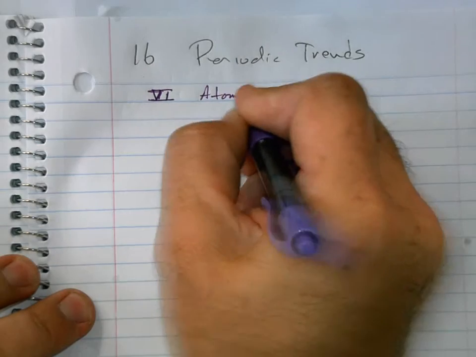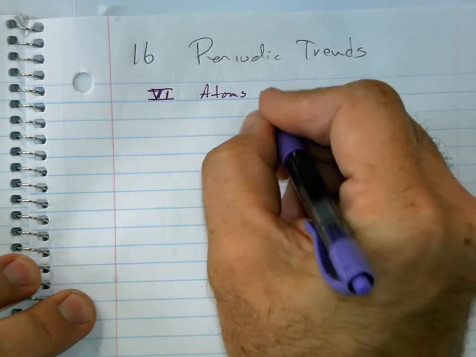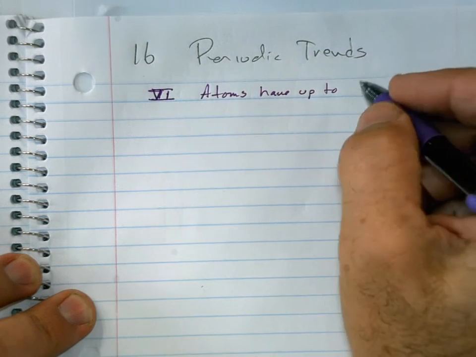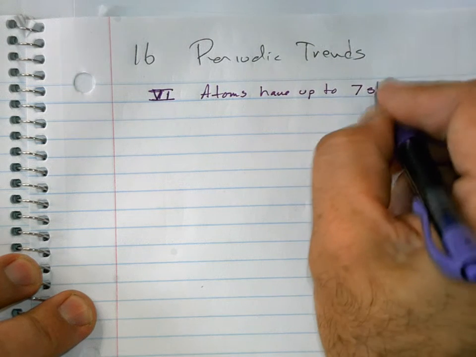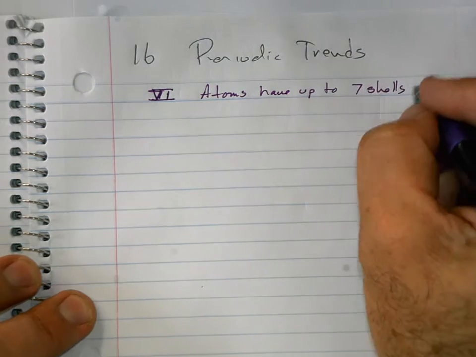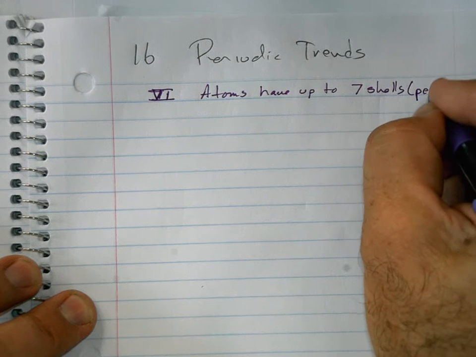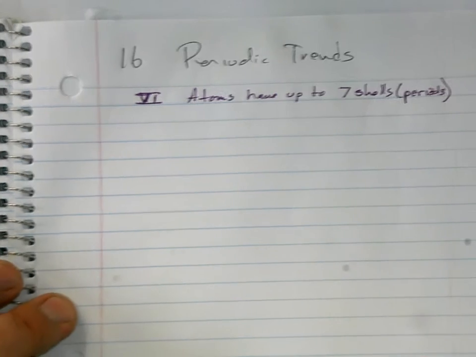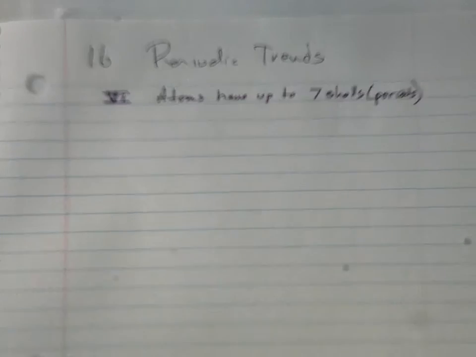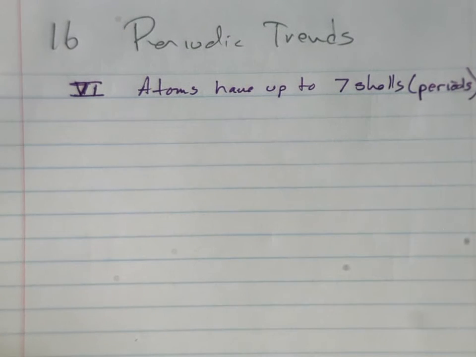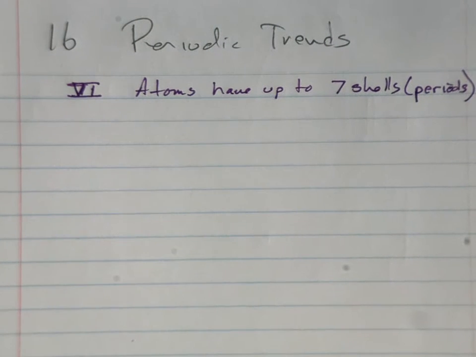Atoms, you might want to abbreviate atoms with an A, have up to 7 shells. And that's directly related to the number of periods on the periodic table. Let's zoom that in. So somebody's watching this at home, they can actually see it. Okay, so I got to stay between the red lines. Didn't do a good job there.